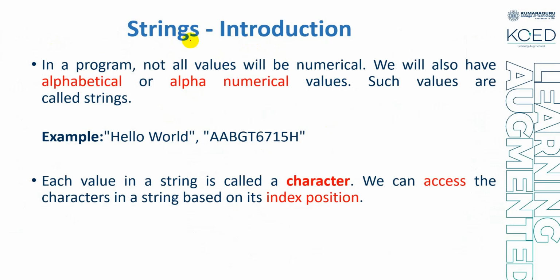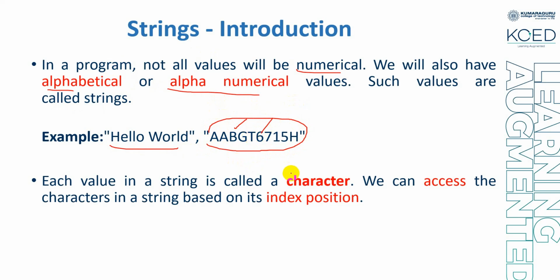Hello friends, in this video we are going to discuss strings in Python. So what is a string? Alphabetical or alphanumerical values are called a string. Not all values are numerical. For example, here "hello world" is alphabetical. Here we have a set of values that is alphanumerical. It has alphabets as well as numerals. So these are represented as the string data type in Python.